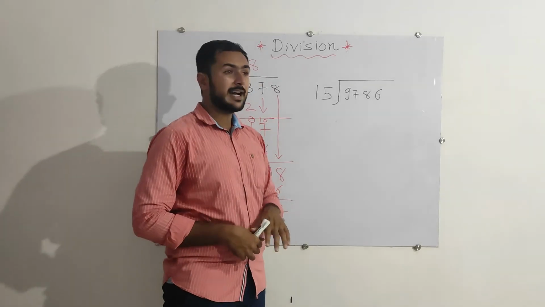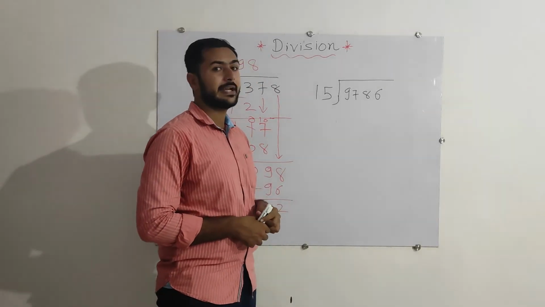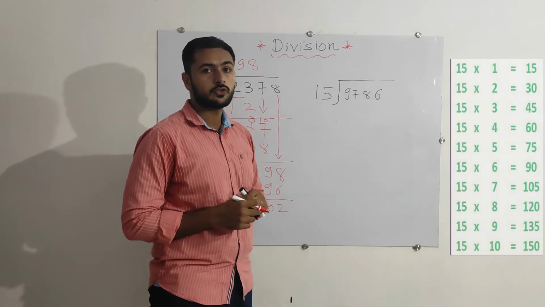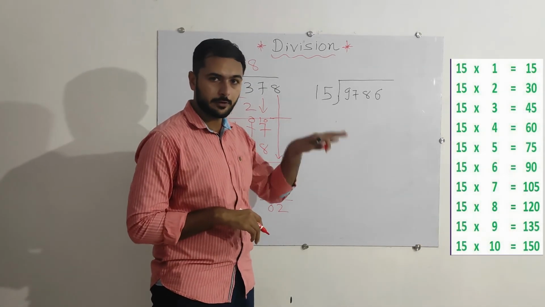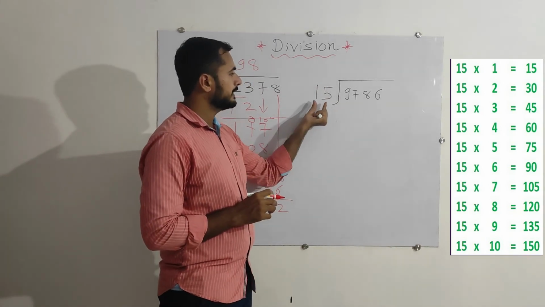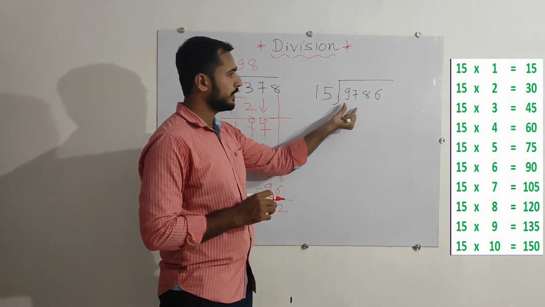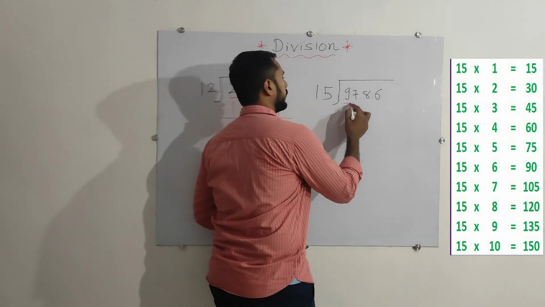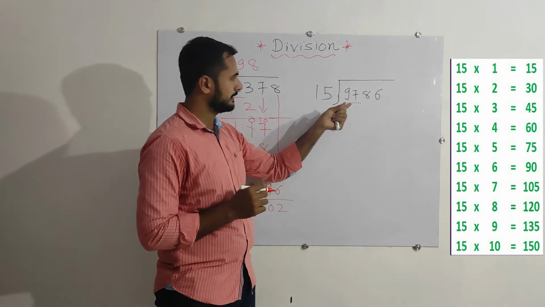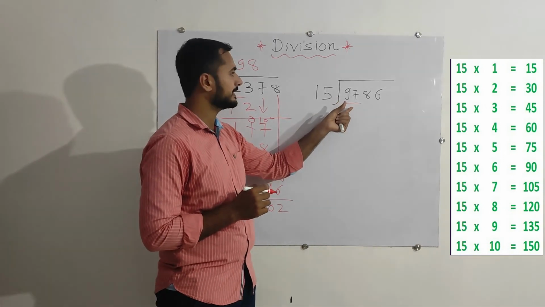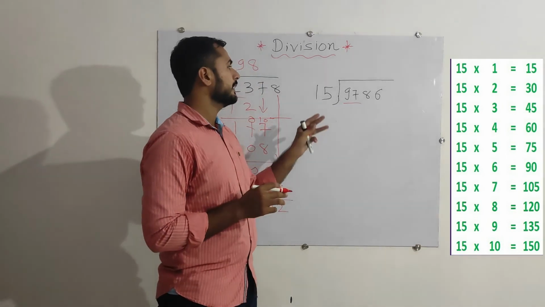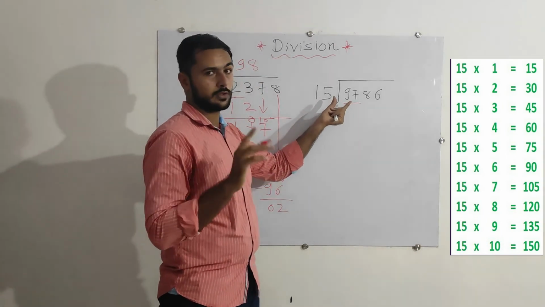Clear? Now for the next number there is 9786 and the divisor is 15. So we need to recall the table of 15. You can find it over there. Here the divisor is 2 digits, so we will use the first 2 digits. Now we identify whether the first 2 digits are smaller than this. Yes, 97 is actually bigger than 15. So we can use 97 for the first step.